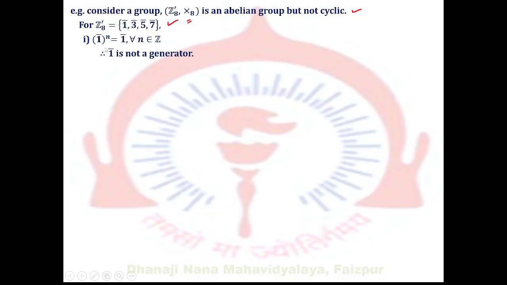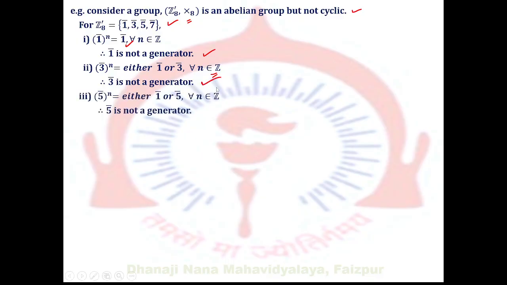Because 1 bar raised to n, if we calculate for all n belongs to Z, its value is always equal to 1 bar. Means here 1 bar is not a generator of the given group. That is, every element cannot be written as an integral power of 1 bar. So here 1 bar is not a generator. Again, we know that 3 bar raised to n is either equal to 1 bar or 3 bar, because 3 bar square is 9, modulo 8 it is 1 bar. 3 bar cube is again 3 bar. So 3 bar raised to n is either 1 bar or 3 bar, whatever may be the value of n, whatever integer it may be. So here 3 bar is not a generator of the given group.